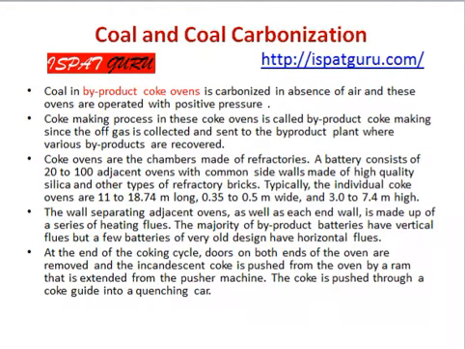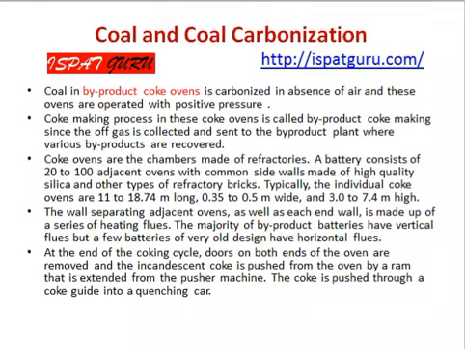Coal in byproduct coke ovens is carbonized in the absence of air, and these ovens are operated with positive pressure. The coke making process in these ovens is called byproduct coke making. The off-gas is collected and sent to the byproduct plant where various byproducts are recovered. Coke ovens are chambers made of refractories.